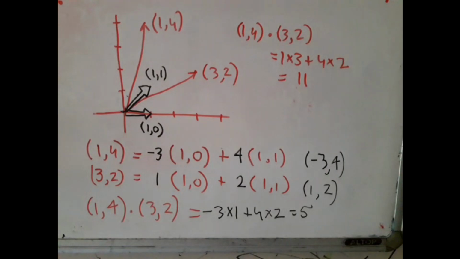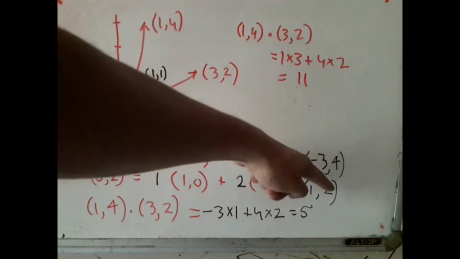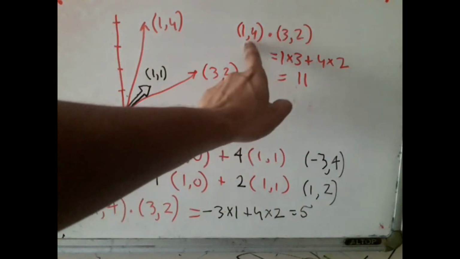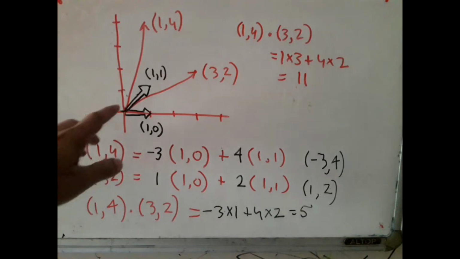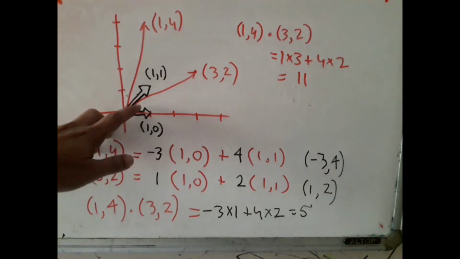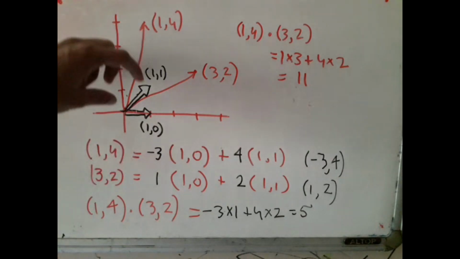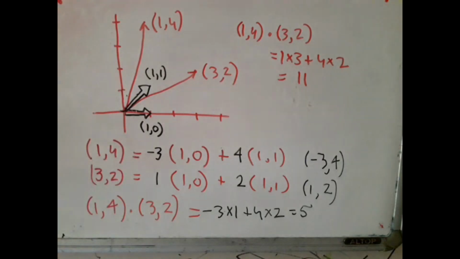So with respect to this basis, the dot product between the same two vectors is now minus 3 times 1 plus 4 times 2, which is 5, different from the dot product between these vectors with respect to the canonical basis. In fact, in the world governed by this basis, this angle is the new 90 degrees, because 1, 0 dot 1, 1 is equal to 0 in this basis.